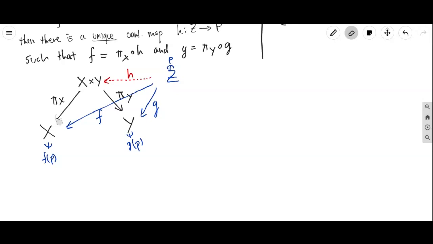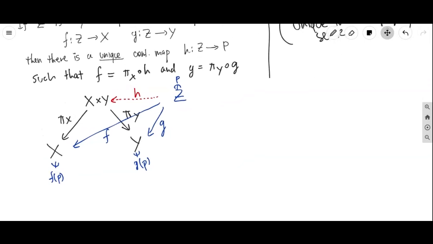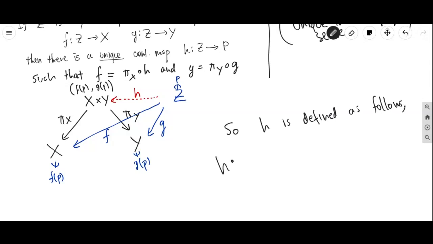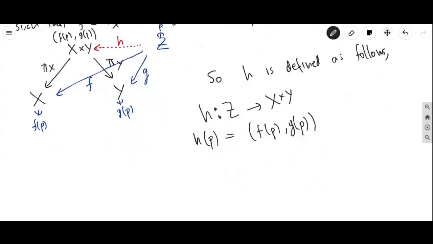That we have this projection map, and it has to go to f of p. So the correct element in X, the first coordinate has to be f of p, and the second coordinate has to be g of p. So h is defined as follows. h will go from Z to the product, and h of a point would be f of p comma g of p.